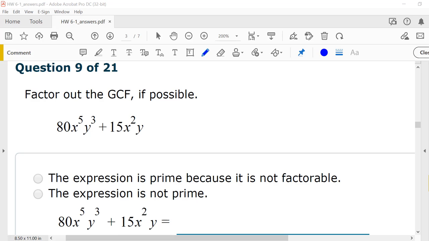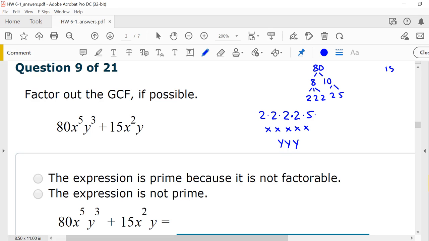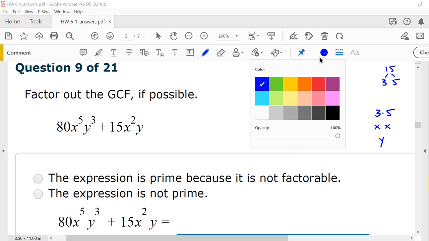Number 9, factor out the GCF. Okay, for 80, I see 8 times 10. 8 is 2 times 2 times 2, and 10 is 2 times 5. So for this first term, I have 2, 2, 2, 2, 5, and then there's 1, 2, 3, 4, 5 x's and 3 y's. Okay, for the second term, 15 is 3 times 5. So I have 3 times 5, x squared, y.